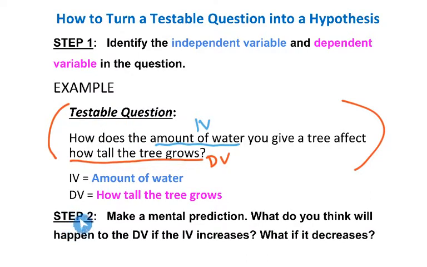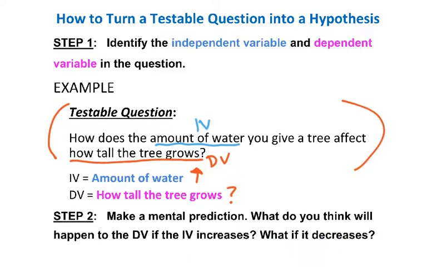So now step 2 is to make a mental prediction. So before you write anything down, just think to yourself for a second, what will happen to the dependent variable if the independent variable increases? So in other words, if the amount of water goes up, what do you think is going to happen to how tall the tree grows? Is it going to get taller? Is it going to get shorter? Just think about it. You could also think about it the other way.